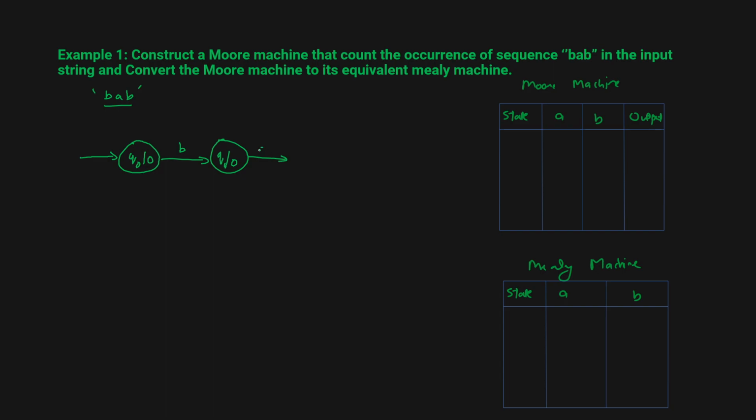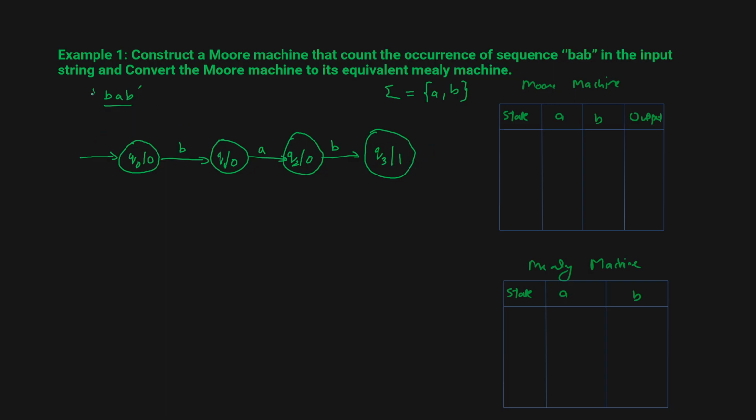Then you get input A, you go to Q2, with the output associated again 0. Then you get input B, you go to Q3, and the output associated with this is now going to be 1. So once we find the string BAB, we reach state Q3, and then we get the output 1. The input alphabet for this Mealy machine is A, B, and the output is 0 and 1. Only when we get the string BAB in the input string are we going to output 1.